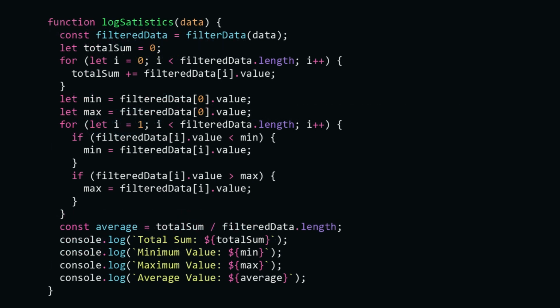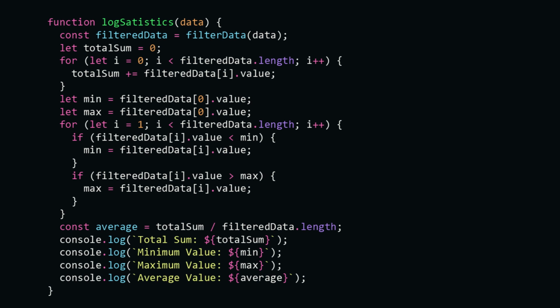Let's look at another example. This function's goal is to log some statistics about the data it receives. So, it filters the data. Then it calculates its sum. Then it calculates its minimum and maximum. Then it calculates the average. And finally, logs the data. The first part, which filters the data, is written at a high level of abstraction. The other parts are low levels of abstractions.